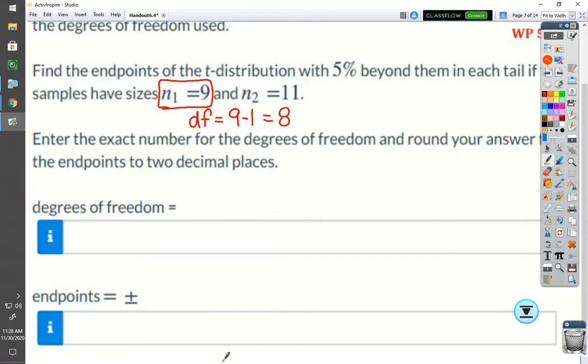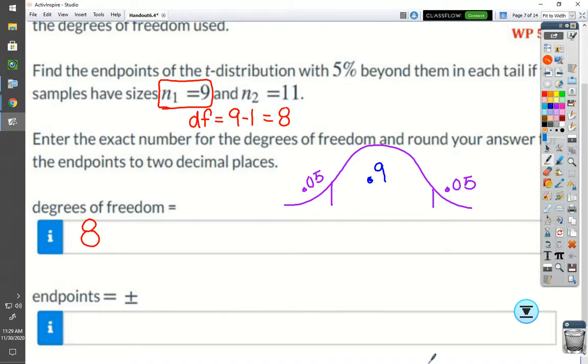So we have a degree of freedom for the first question of 8. Now we have to calculate the endpoints. Let me make a small drawing here for a second. If we're doing the endpoints for a t-distribution, and we want 5% in each tail, that means we want 0.05 here, we want 0.05 here, which automatically means that we have 0.9 sitting in the center. So we need to get the t star values for these endpoints.